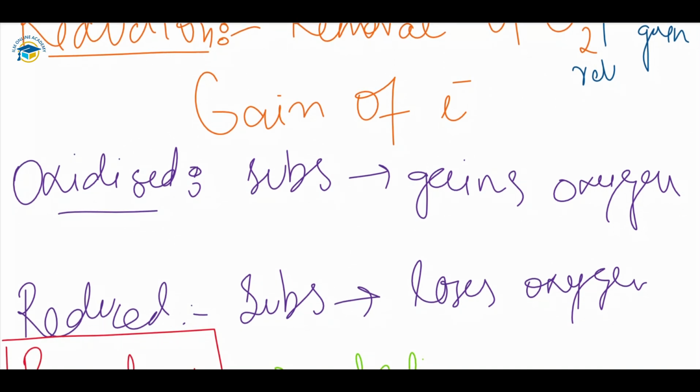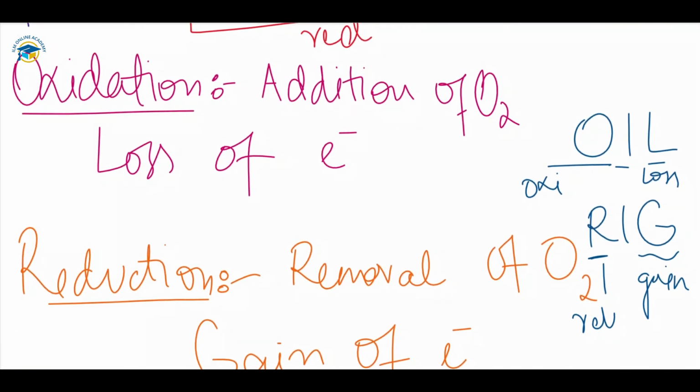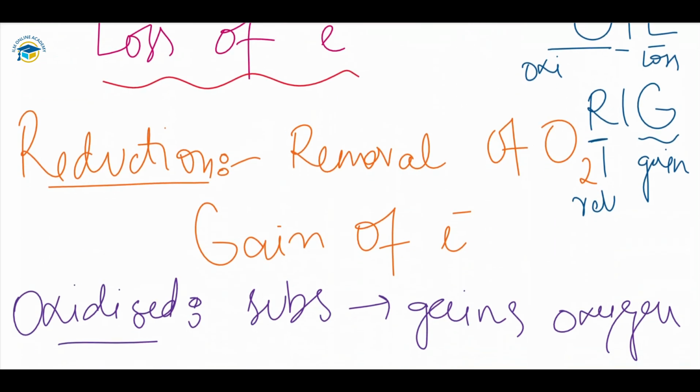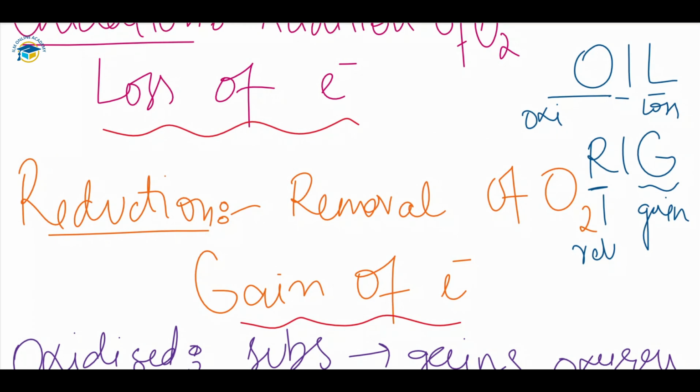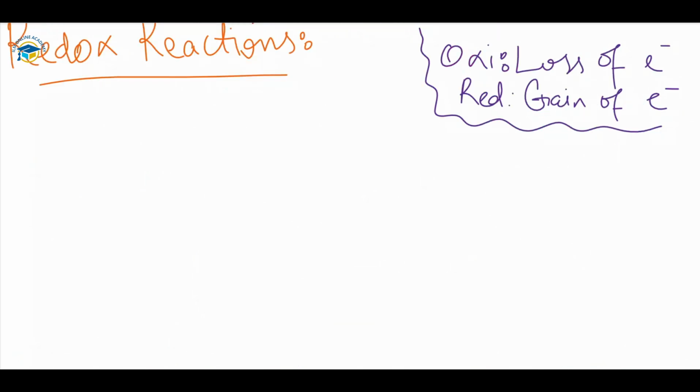This one, the second definition of oxidation and reduction: the loss of electrons and the gain of electrons. Up till now we have discussed the gain and removal of oxygen. So now we'll move towards the second definition of our redox reaction, which is the loss of electrons and the gain of electrons. So let's start. Oxidation is the loss of electrons and reduction is the gain of electrons.